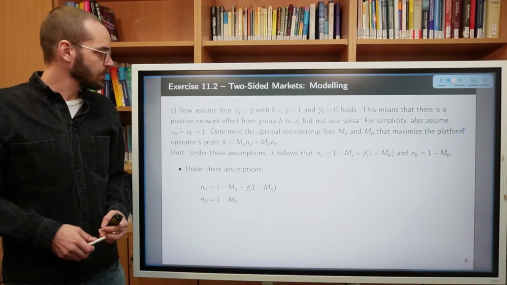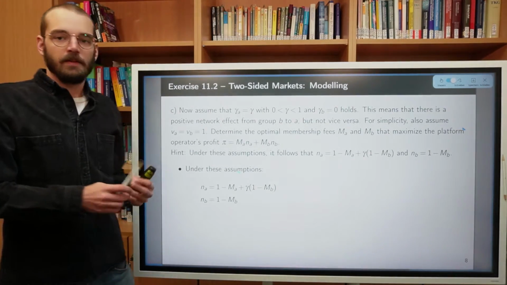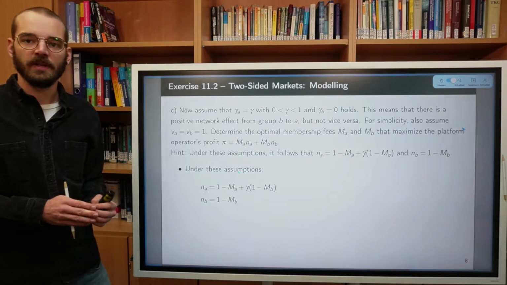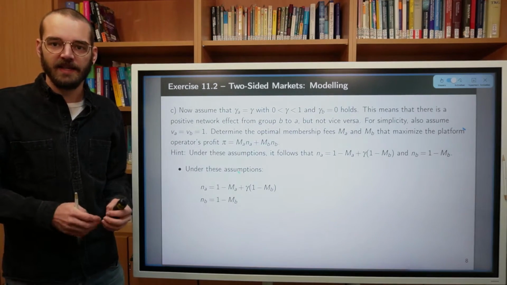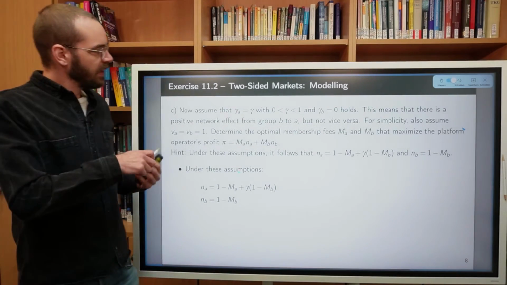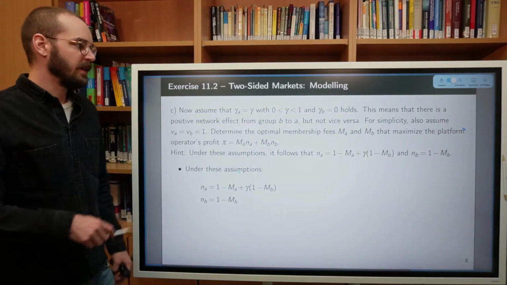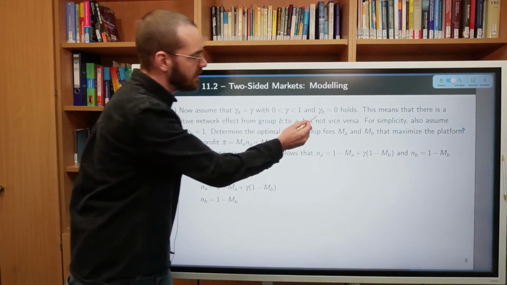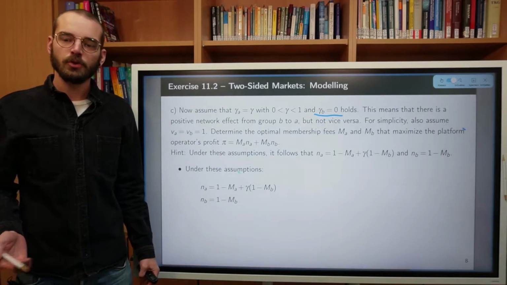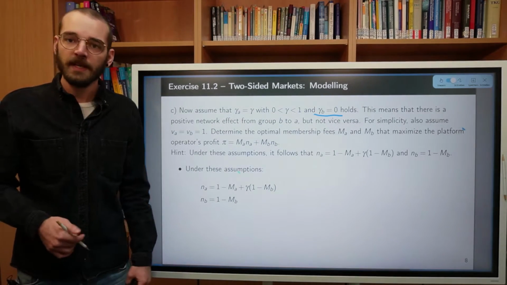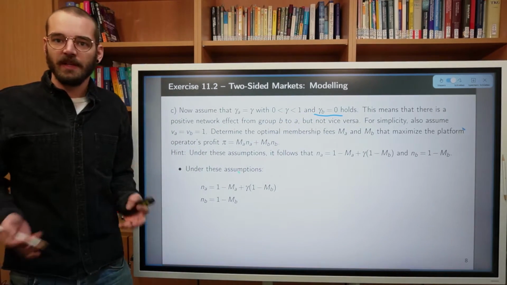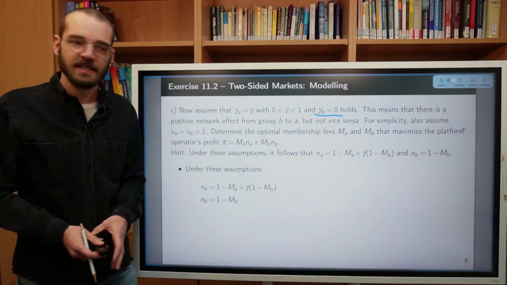Now in the third task, we are basically making the model a little bit simpler, because we now want to further analyze what the effects are in this model. So in order to simplify this model, let's just say there is no spillover effect from group A onto group B. So gamma B takes a value of 0 and is just kicked out of the model.